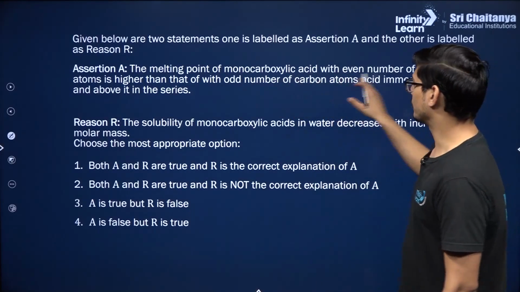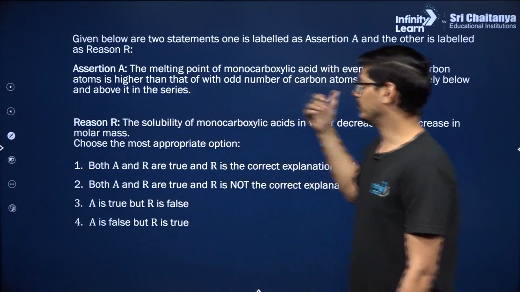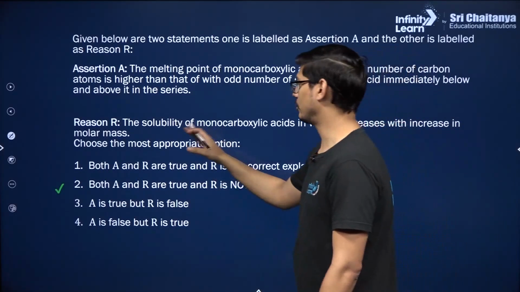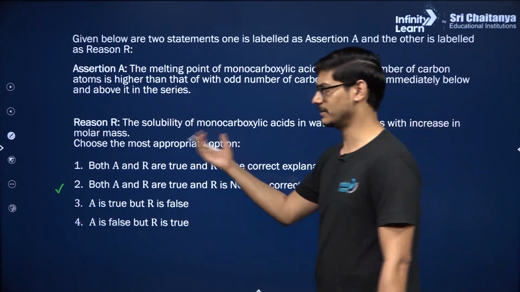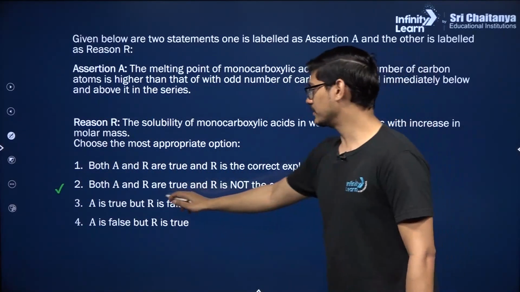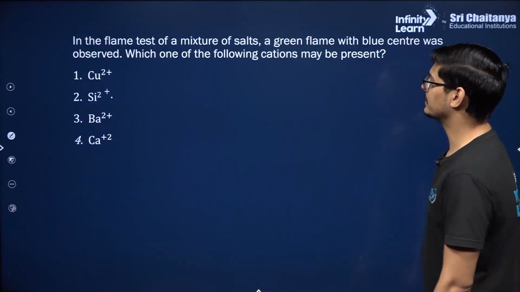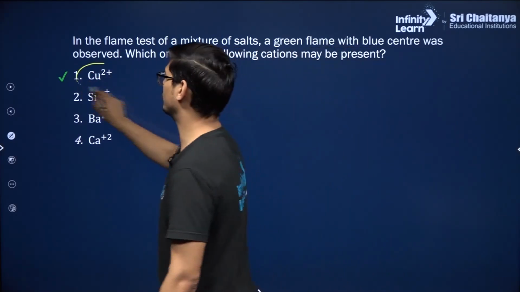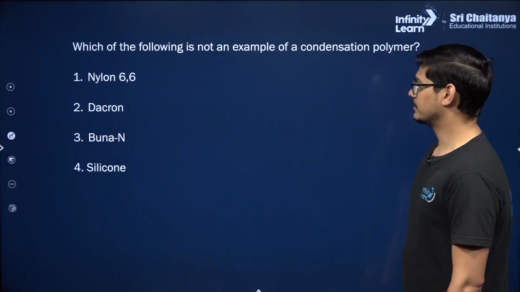The melting point of monocarboxylic acid with even number of carbon atoms is higher than those of odd number of carbon atoms because of the higher symmetry. Yes, that is true. And solubility of monocarboxylic acids decreases with increase in molar mass. Yes, because of the increase in the length of hydrophobic alkyl chain, right? So both assertion and reason are true, but reason is not the correct explanation. In a flame test of a mixture of salts, a green flame with blue center is given by cupric ion, right?